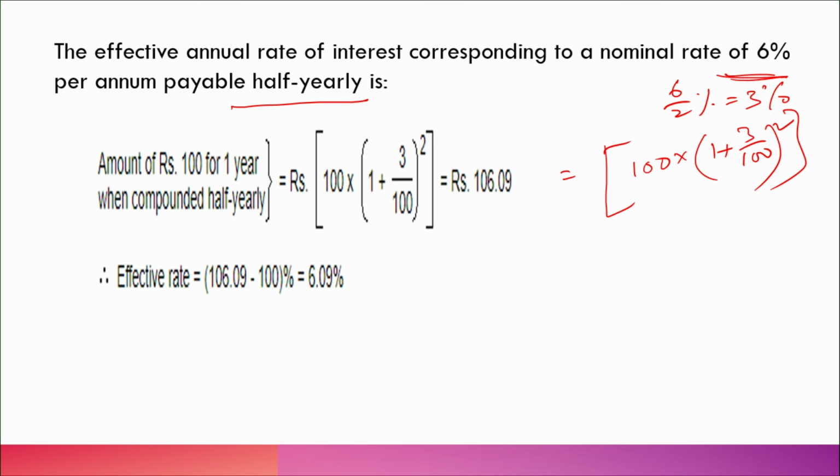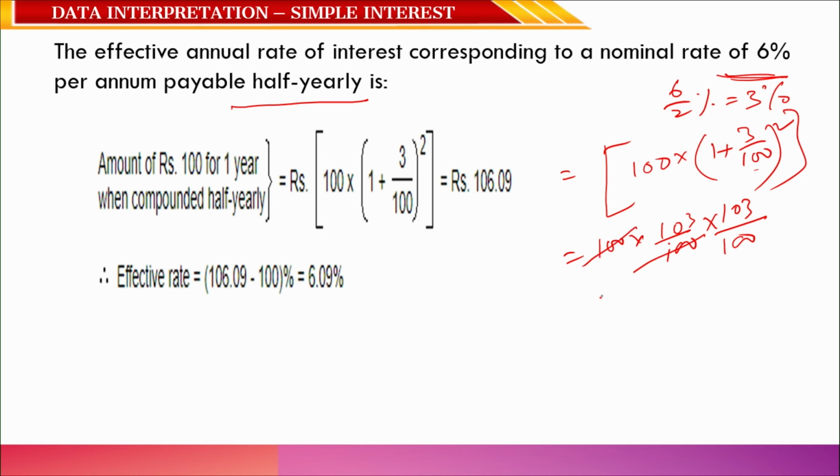Now you can say 100 plus 3, 103 by 100 of 103 by 100. This 100 and this 100 get cancelled. 103 of 103 means 10,609 by 100. You can say 10.609. When it is 10.609, we can say that is 106.09, correct.